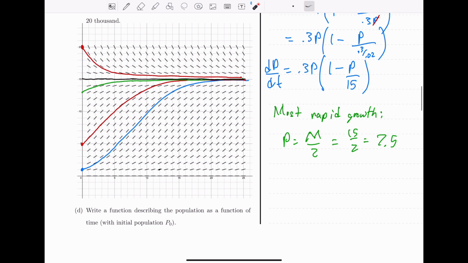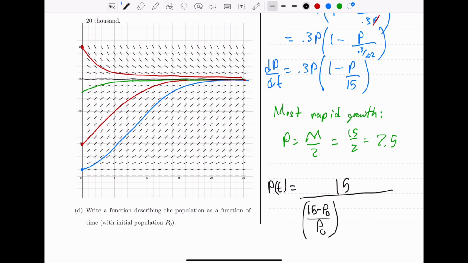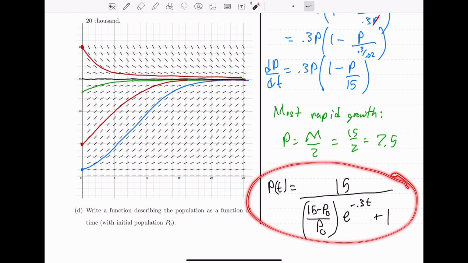Finally, let's write a function that describes the population at any time t. So we're just going to use the general solution that we found from the logistic growth model, and we're going to use the value k equals 0.3 and M equals 15. So that function, the solution for the logistic growth model, is M, which is 15, divided by (M minus P sub 0, divided by P sub 0) times e to the negative kt, and k here is 0.3, plus 1. So we could take different values for the initial population, plug them into this function, and this function describes the population at any time.